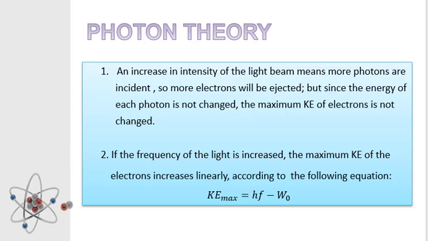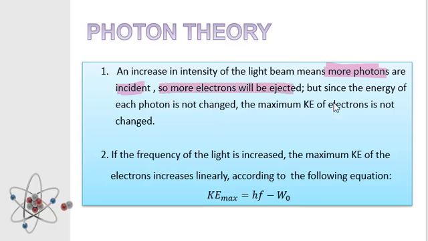But if we are going to look at the photon theory, an increased intensity of light means more photons are incident. So again, an increase in the intensity means more photons are incident to the electrons or to the material. Therefore, it follows that more electrons will be ejected.